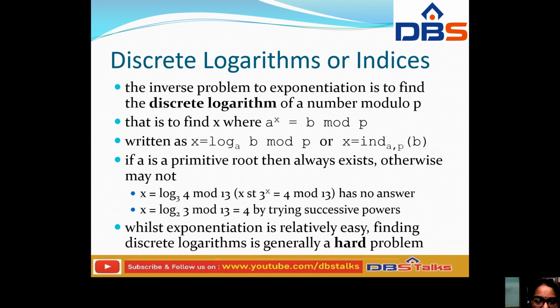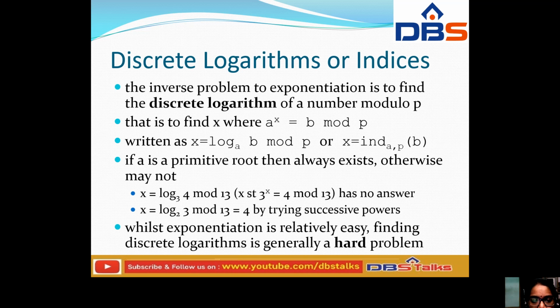So this is about discrete logarithms. The discrete logarithm is used to solve the inverse problem of exponentiation of a number under modulus p. If you want to find the value of x where a to the power x is equal to b mod p, we can write x equal to log of b to the base a mod p, or x equal to d of a comma p of b. If a is a primitive root, then it always exists, otherwise it may not exist.